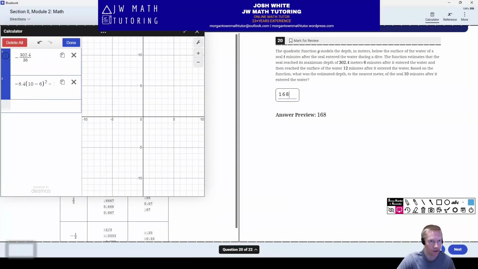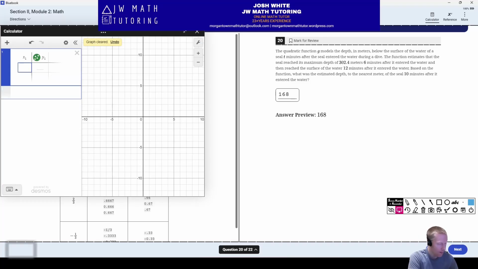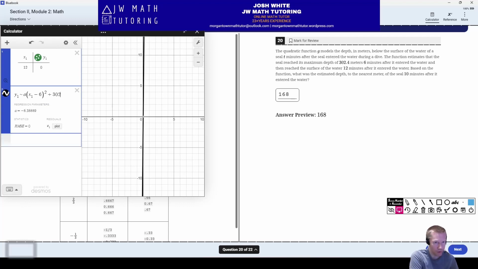Here's how you could do the entire problem in Desmos. First, we create a table. In that table, you only need to enter the 12, 0 point. You don't need to enter the vertex point because those values are going to be entered in for h and k. So again, h is 6, k is 302.4.